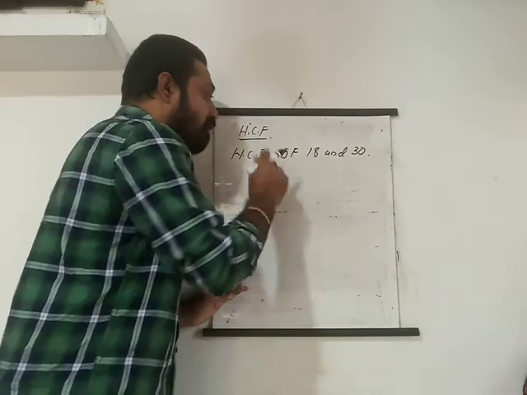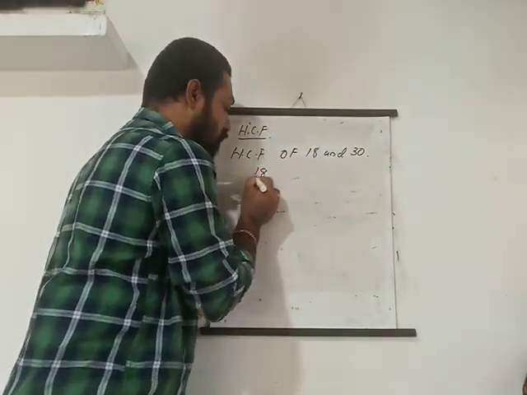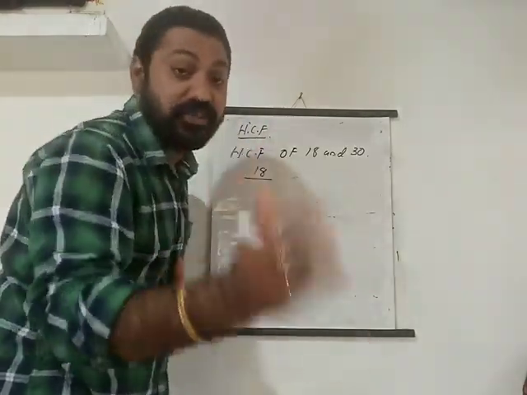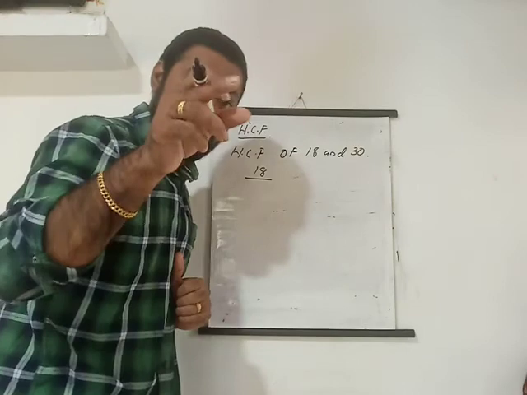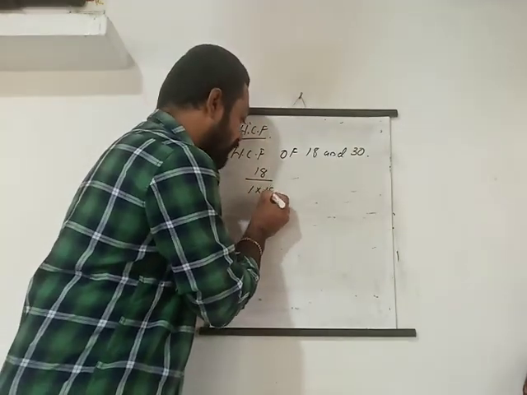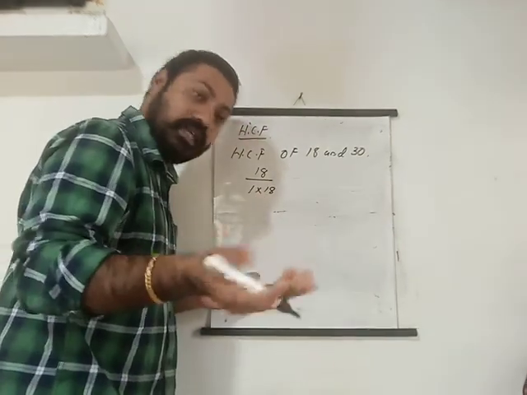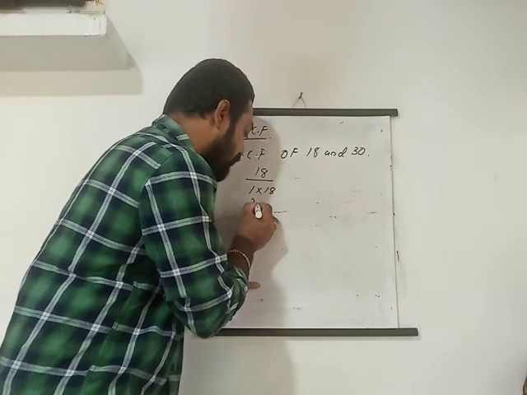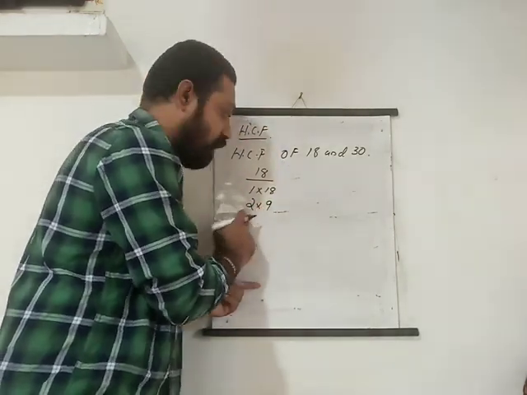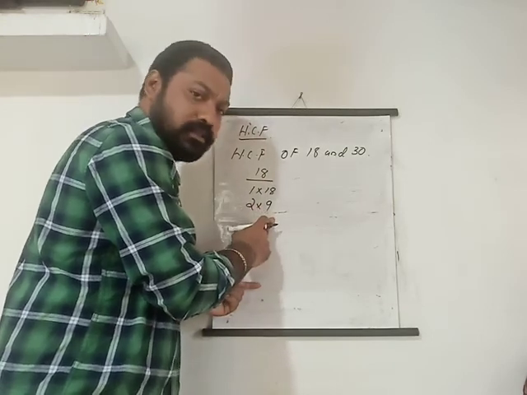Before that, what are factors? First we have to find the factors of 18. How can we write 18 as a multiple of numbers? We know that 18 is 1 into 18. Is it a multiple of 2? Yes. 2 into how many times is 18? 2 nines are 18. If we multiply 2 with 9, then we will get 18.